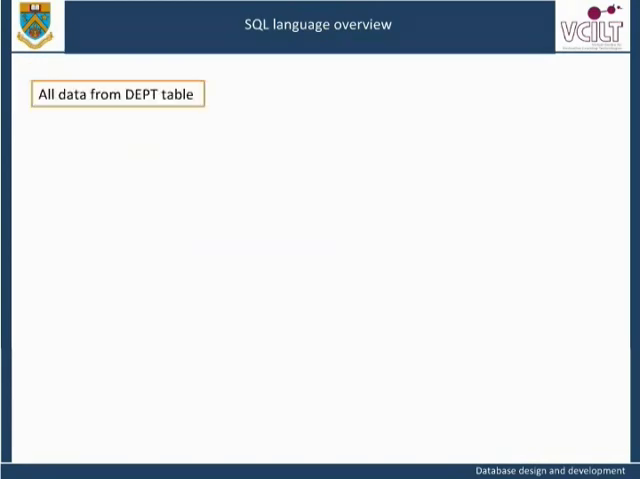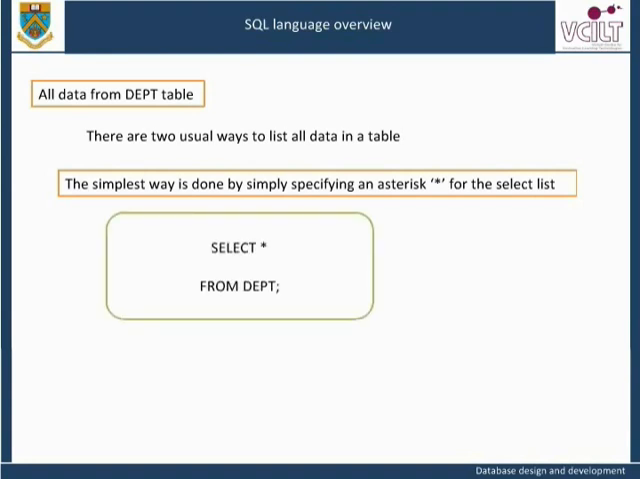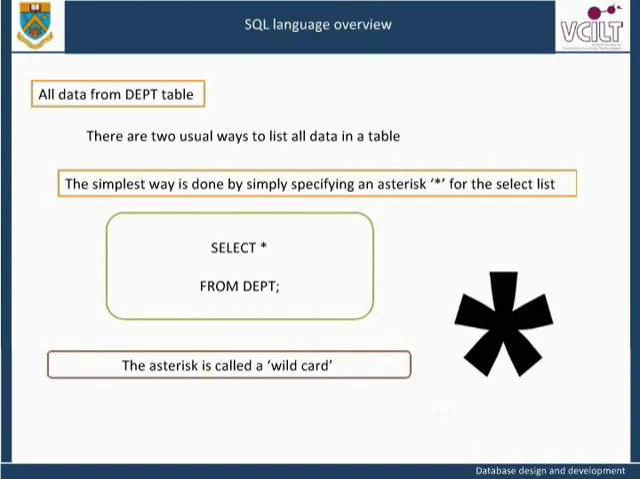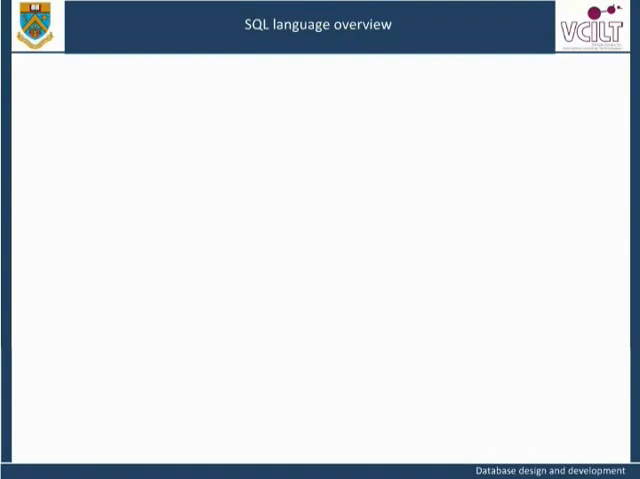All data from the department table. There are two usual ways to list all data in a table. The simplest is to use a shorthand notation provided in SQL to list all the columns in any table. This is done simply by specifying an asterisk for the select list as follows. Select asterisk from department. The asterisk is called the wildcard and causes all attributes of the specified table to be retrieved by the query. Note that, as it is the details of the department table we wish to view, it is the department table, this time, that appears in the table list following the from keyword. The use of asterisk in this way is a very easy way to view the entire contents of any table.